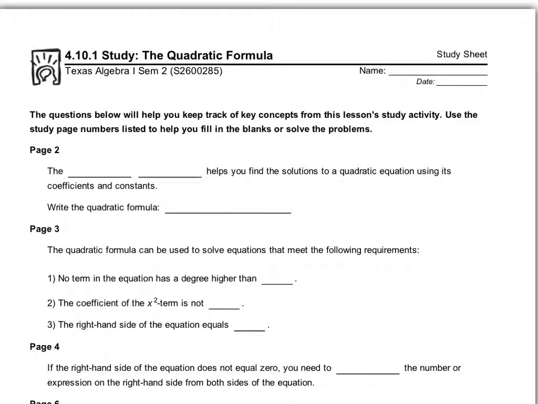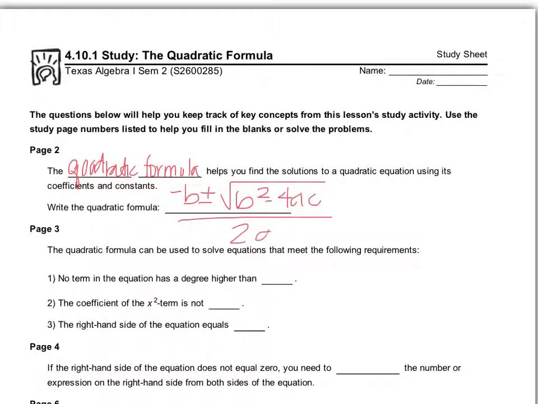So another way that we can find our solutions to a quadratic equation is by using the quadratic formula. The quadratic formula is the formula negative b plus or minus the square root of b squared minus 4ac, all divided by 2a.